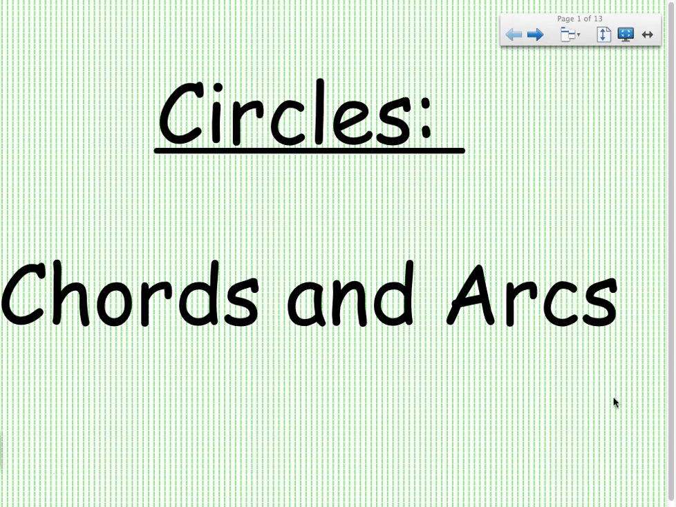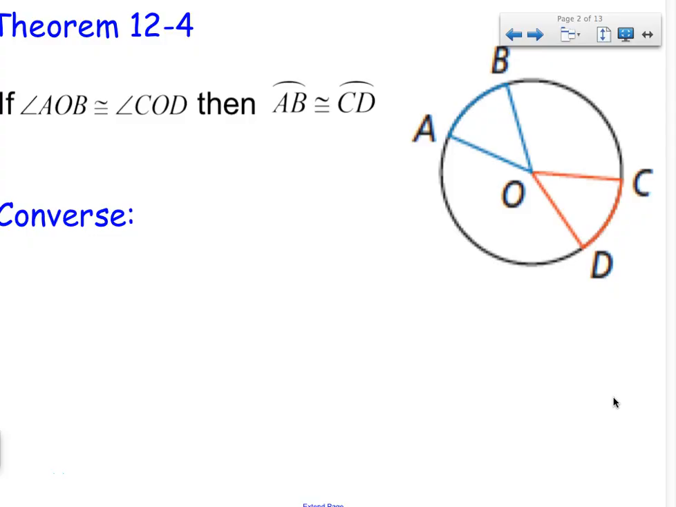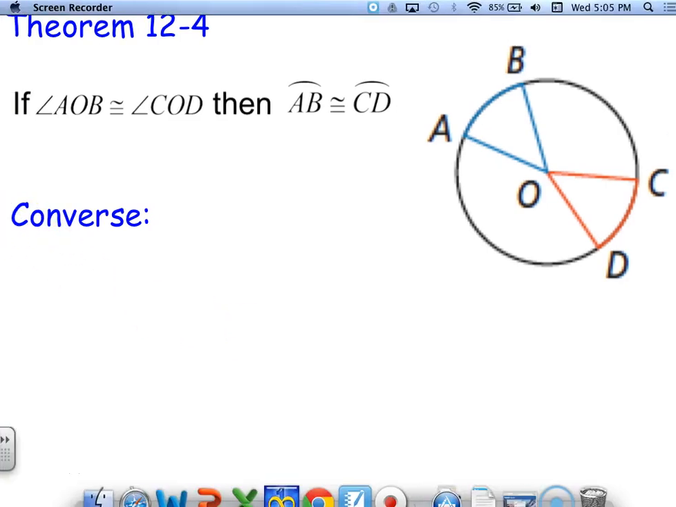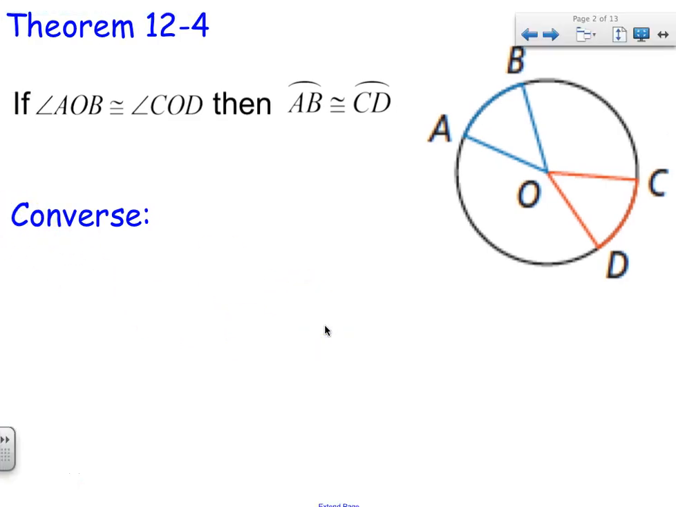Alright, time to learn about chords and arcs and circles. So we're going to look at several theorems that are going to help us out through these practice problems. But Theorem 12-4 says that if I know angle AOB is congruent to angle COD, then I know that their arcs are also going to be congruent.